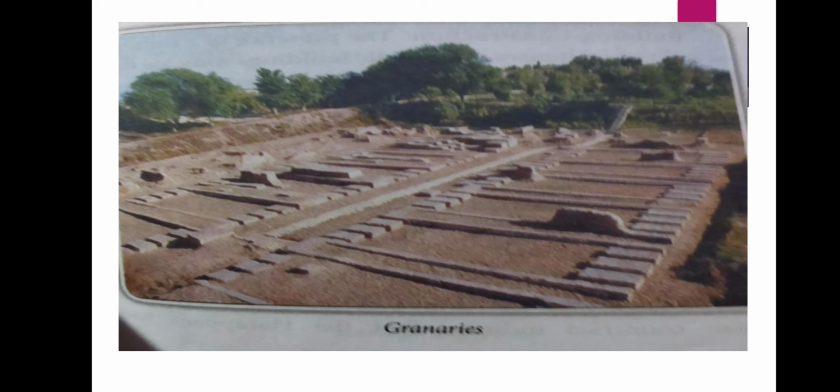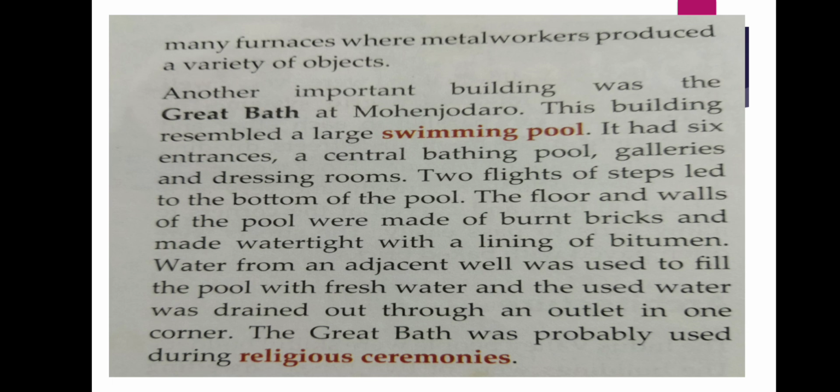So here, see, nearby the river only they are making the granaries. Why? Because they can transfer and export the products from one place to another by using the river. And many factories where metal works were produced. Another important building was the Great Bath. So here the Great Bath is also very important in this lesson. Why? Because they constructed this Great Bath very nicely.